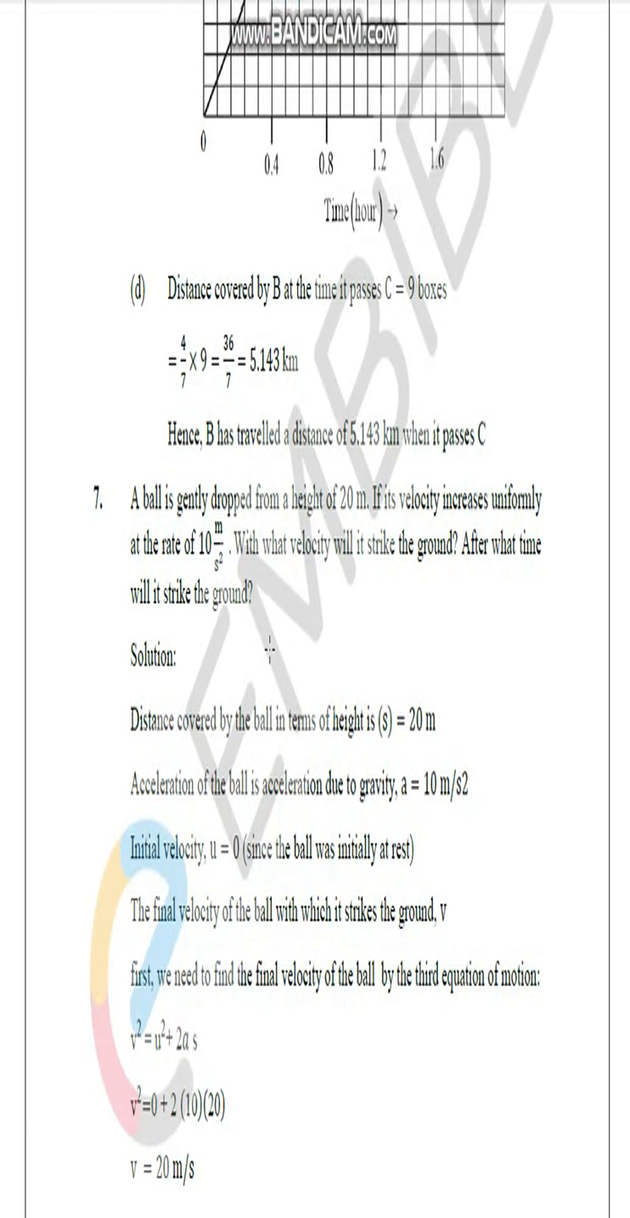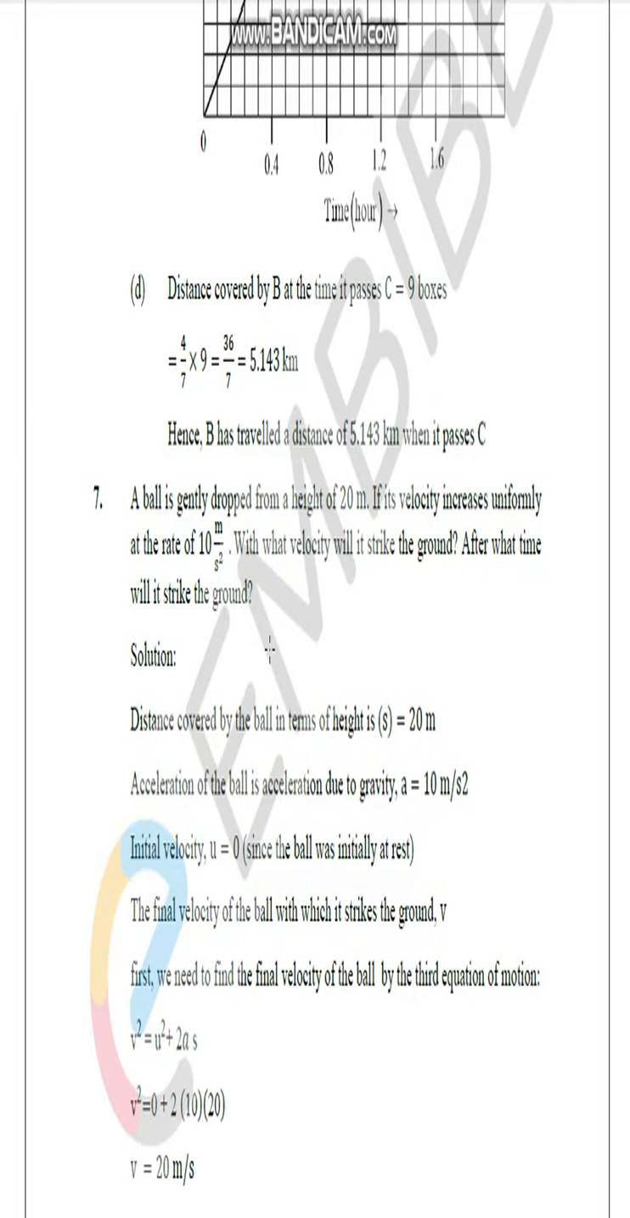A ball is gently dropped from a height of 20 meters. If its velocity increases uniformly at a rate of 10 meters per second squared, with what velocity will it strike the ground? After what time will it strike the ground? I'll make you understand. I place the ball at a height of 20 meters from the ground. At that point its initial velocity is 0, but it has some acceleration because of gravity, and that acceleration is 10 meters per second squared.